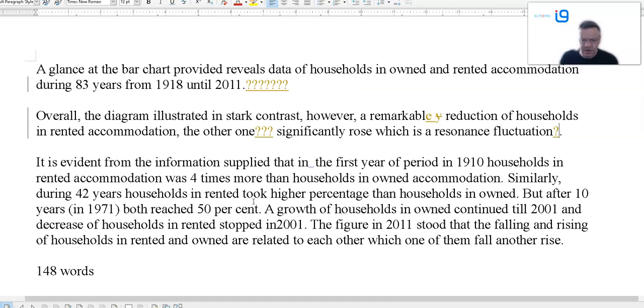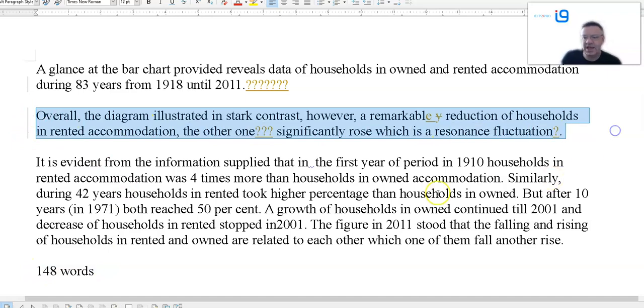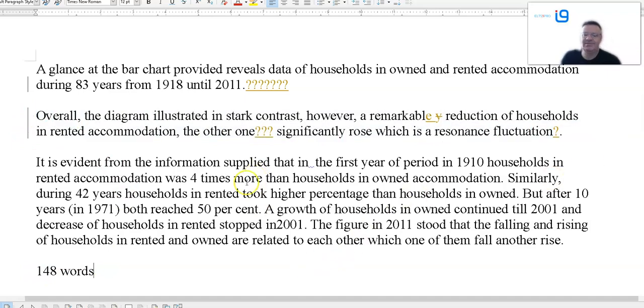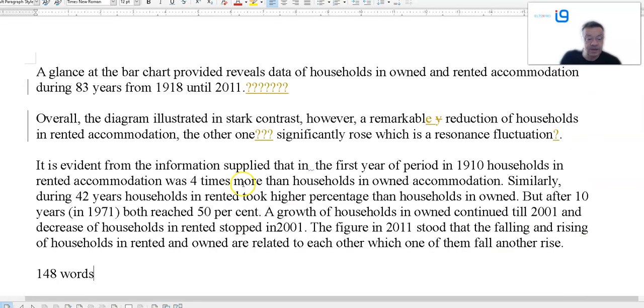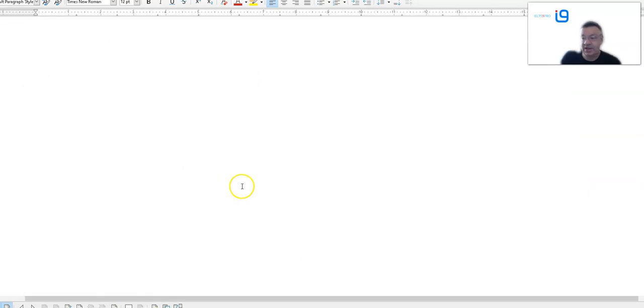Rented what? Households that were rented took a high percentage, or had a higher percentage than households that owned. Growth of households that owned. Well, right, so I'm not going to make any more comment on that. It's too short. There are some memorized phrases there that don't make sense, and a lot of that doesn't make sense either. So I don't want to be overly harsh, but that's kind of how it is.